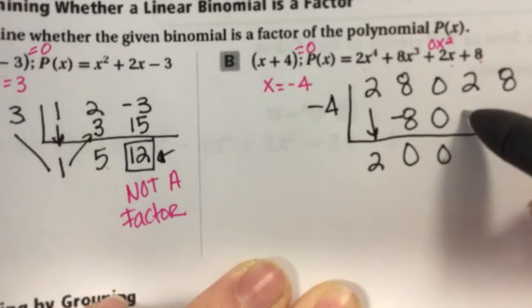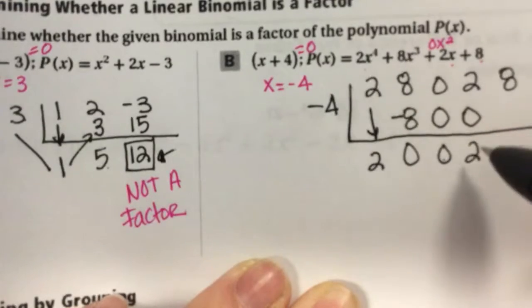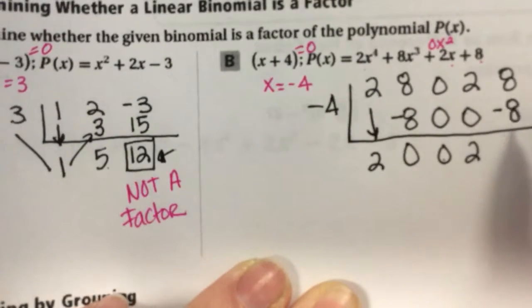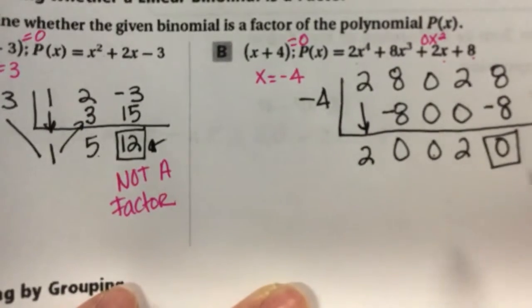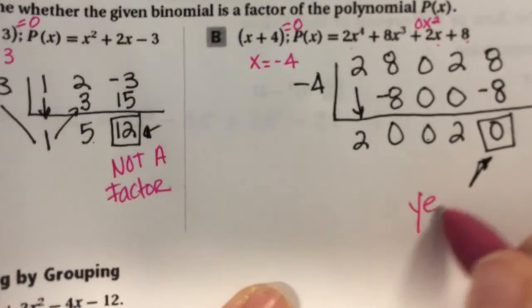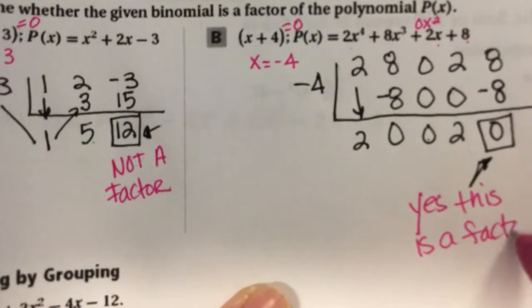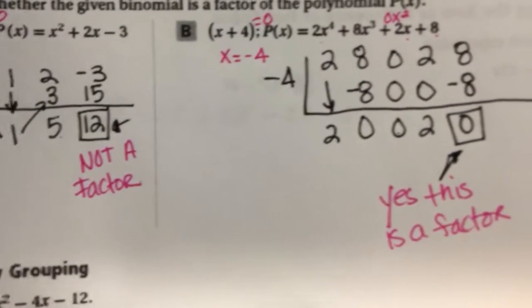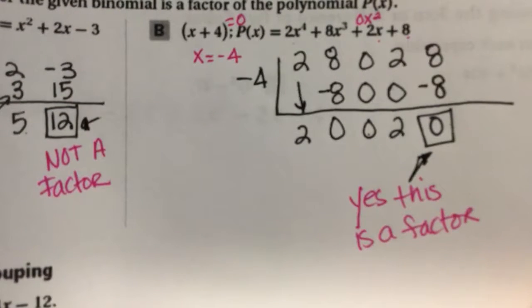Negative 4 times 0 is 0. 2 plus 0 is 2. Negative 4 times 2 is negative 8. So 8 minus 8 is 0. Since that is a 0, we can now say, yes, this is a factor. Okay, so yes, that one is a factor. So remember, if the remainder is 0, it is a factor. If there is a remainder, then it is not a factor.